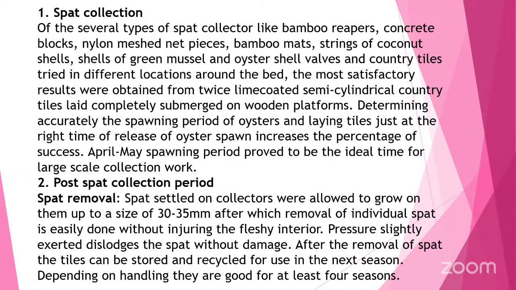Number one is spat collection. Of the several types of spat collectors like bamboo reapers, concrete blocks, nylon meshed net pieces, bamboo mats, strings of coconut shells, shells of green mussel, oyster shell walls, and country tiles tried in different locations around the bed, the most satisfactory results were obtained from twice lime coated semi-cylindrical country tiles laid completely submerged on wooden platforms.